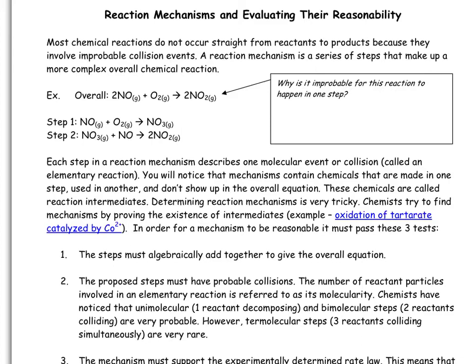A reaction mechanism is a series of steps that make up a more complex overall chemical reaction. For example, if we have a look at this reaction, I would have to have two NO2s collide with an oxygen simultaneously with the right orientation and all three particles with the correct activation energy. That is pretty tough to achieve, and that's why this reaction is improbable to happen in one step.